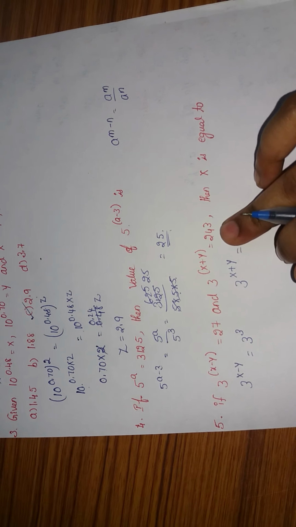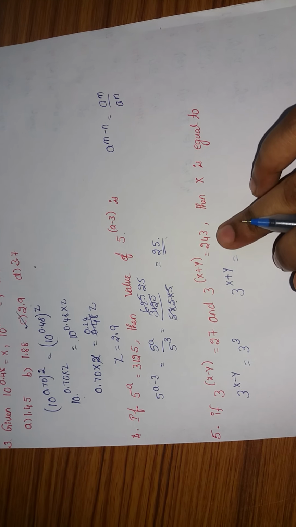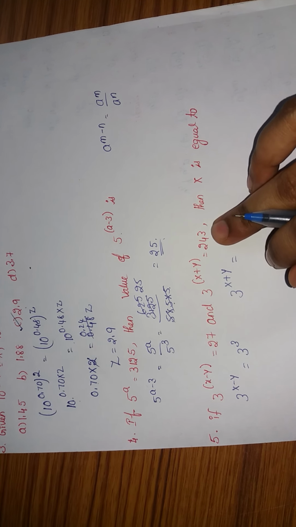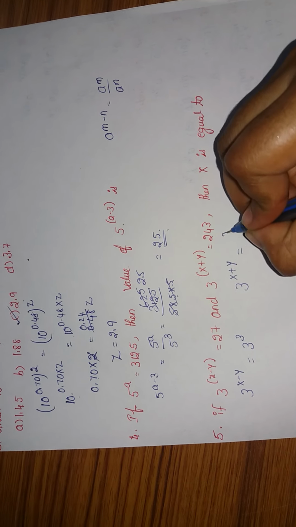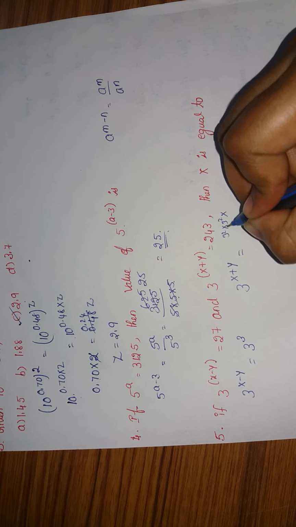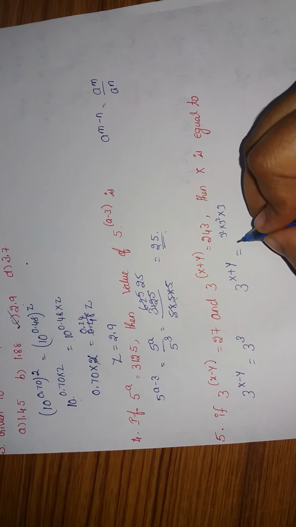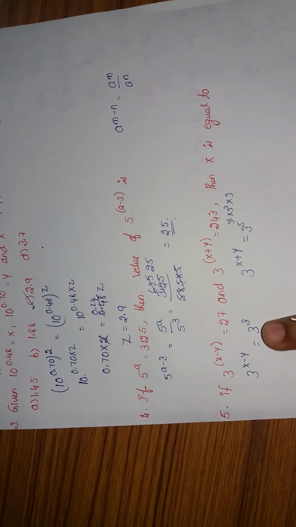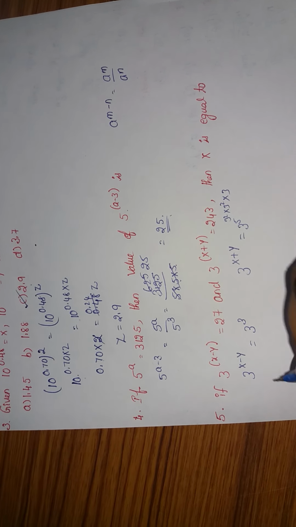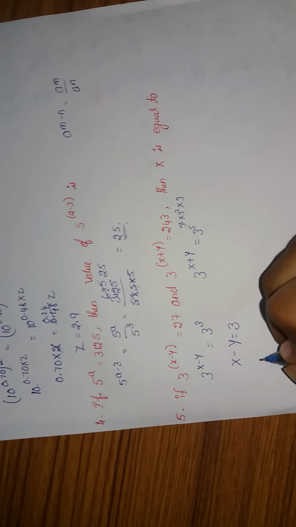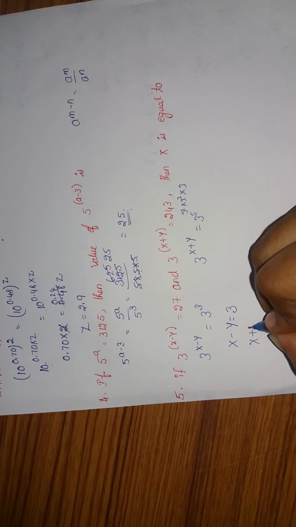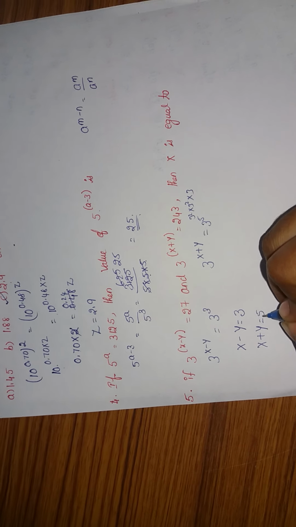It is written as 9 9s 81, 81 3s 243. So 9 can be represented as 3 square. 3 square plus 3 square, 3 square into 3 square into 3. So it is written as 3 power of 5. As the bases are equal, exponents must be equal. So x minus y is equals to 3, and then x plus y is equals to 5.